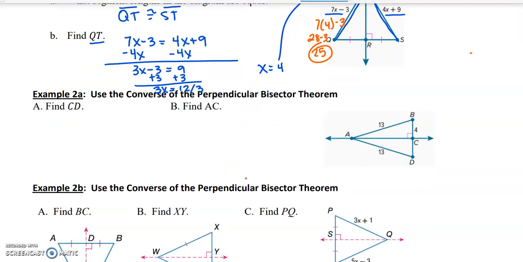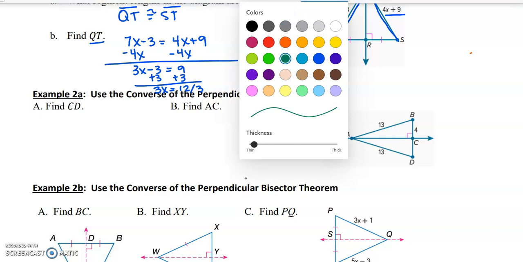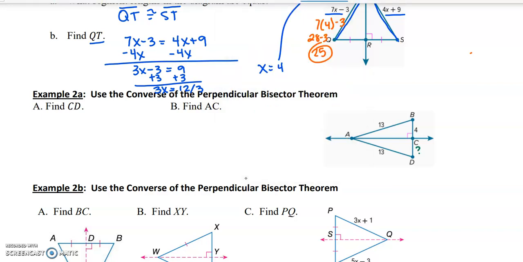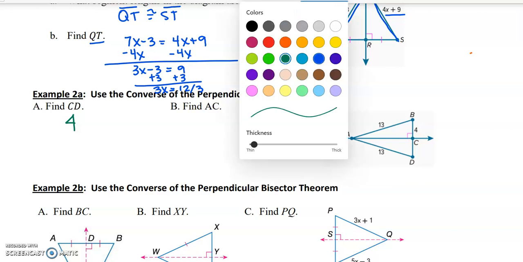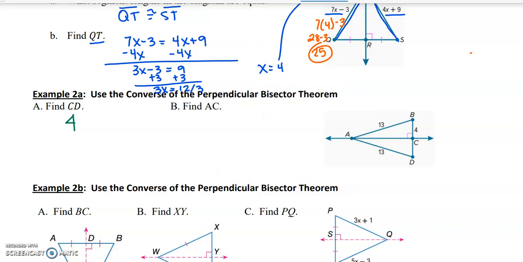Down here, to find CD, it is going to be the same as BC. If these are congruent, then this is a perpendicular bisector, which means if that's 4, then this side would have to be 4. And then to find AC, we're going to take a look at this kind of as a triangle. So what is this length or leg of this right triangle?